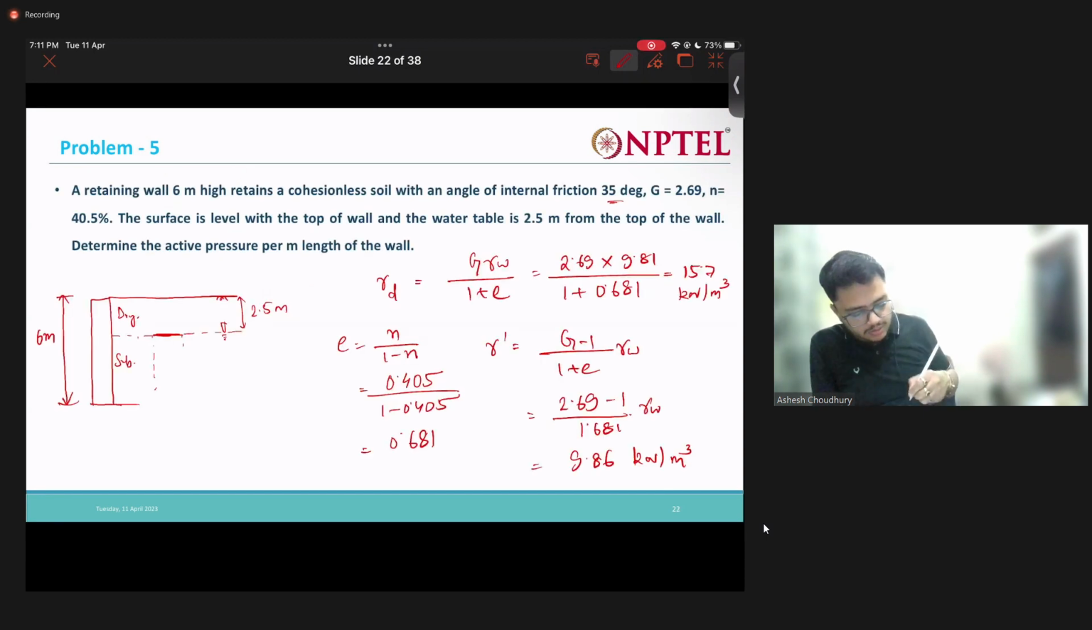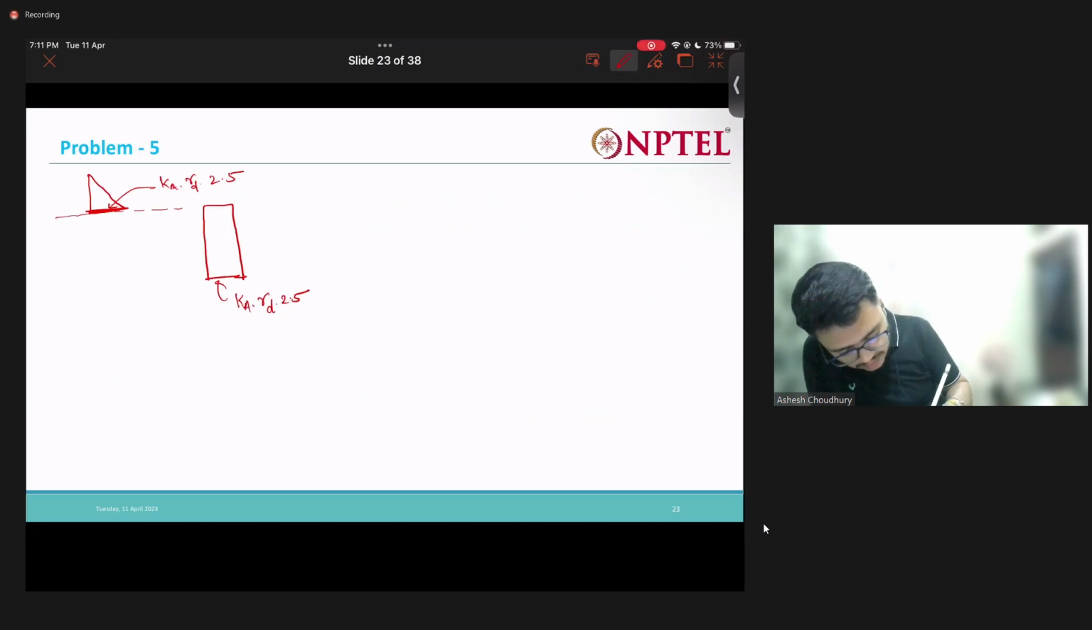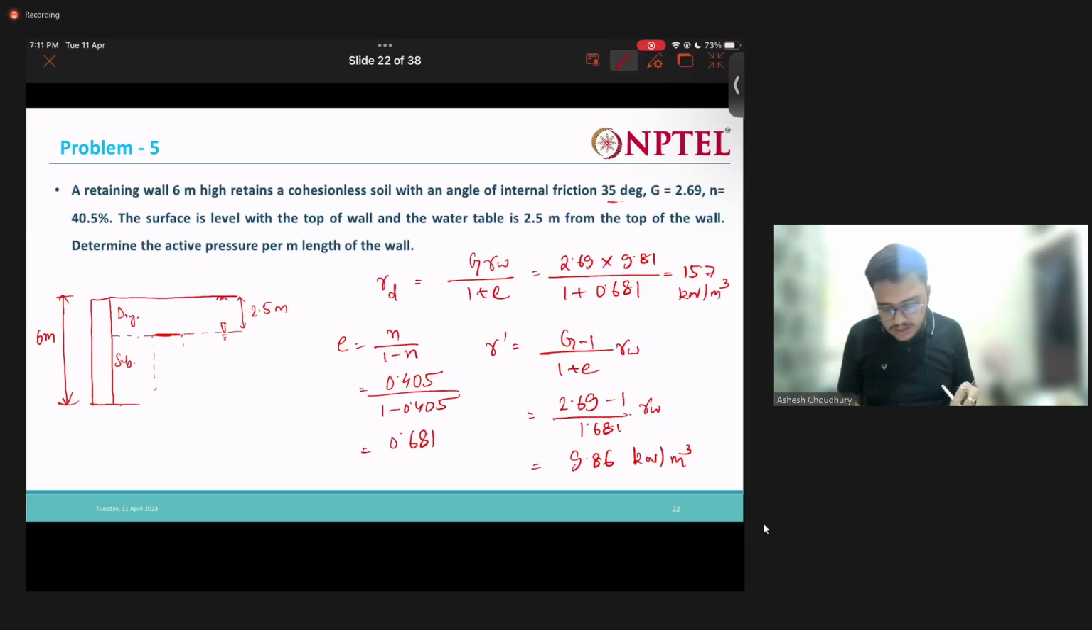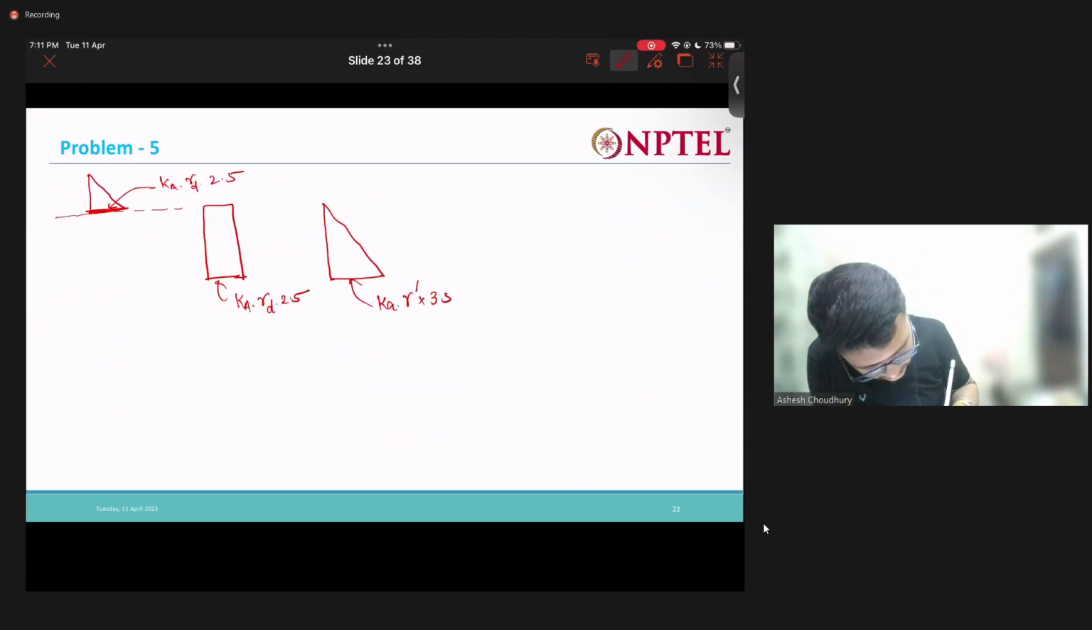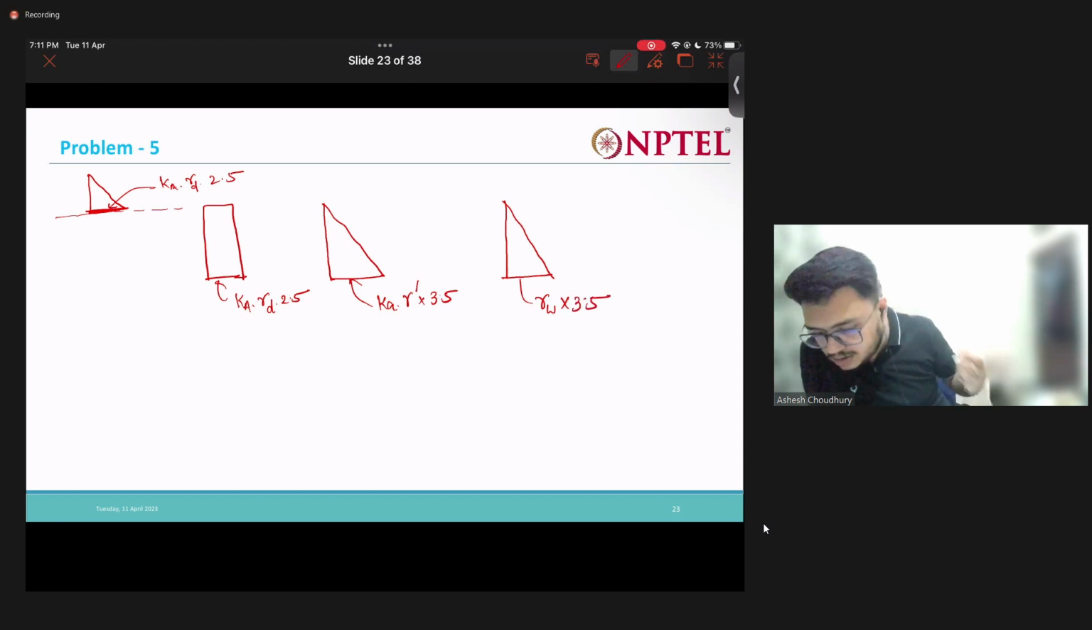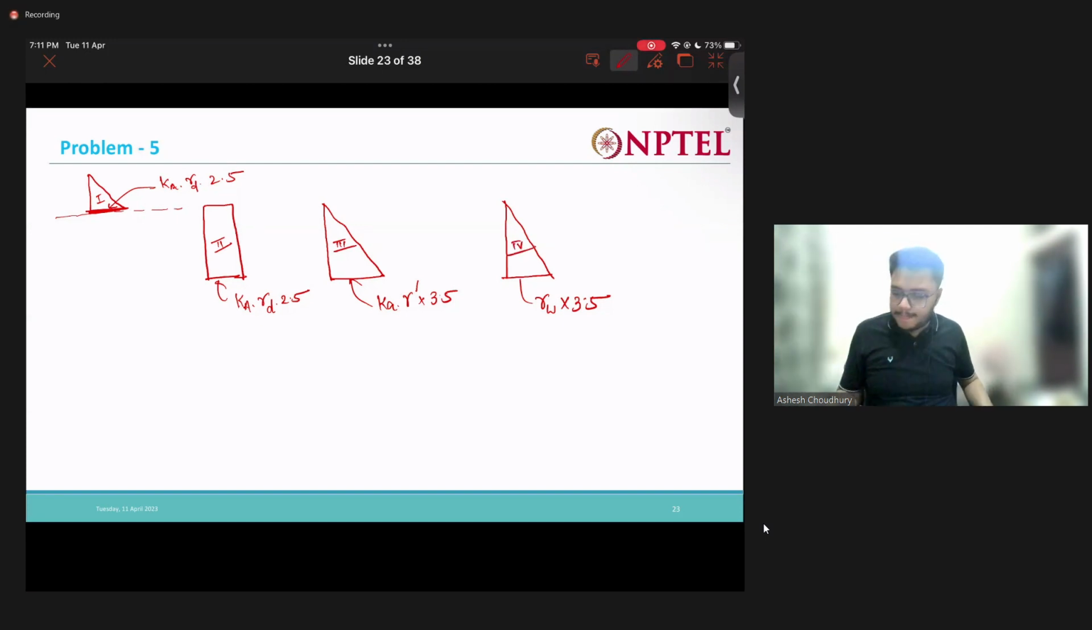Now let us come to the lower portion. For that we will have K into gamma submerged into (6 minus 2.5), how much? 3.5. And also we will have water here, gamma w into 3.5. So we have all these things: 1, 2, 3 and 4.